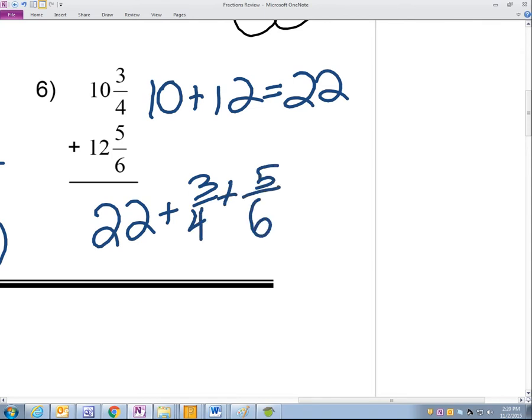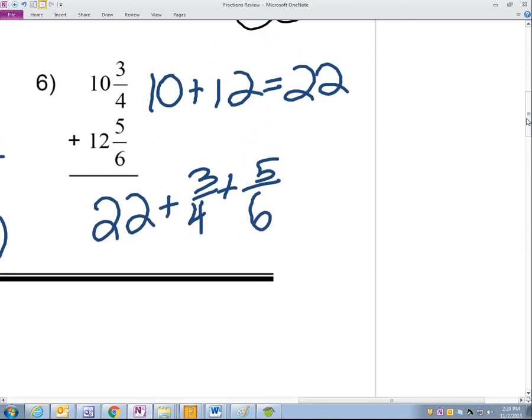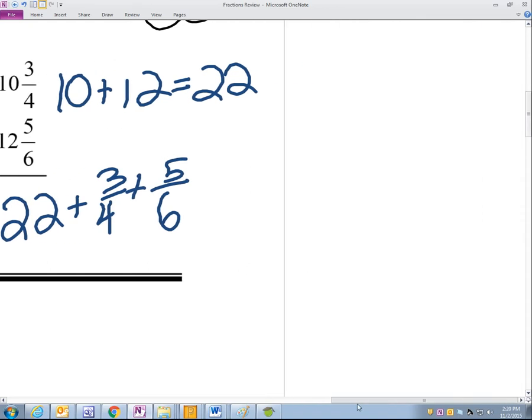I pulled out the whole numbers. If you think about it, 10 and 3/4 is the same thing as 10 plus 3/4. Yes, Chloe, you may. You will be able to do this. And that's what we did a little bit on the one before it. So now we just have to find a common denominator between 4 and 6. And what would that be, Miss Boyette? 12.